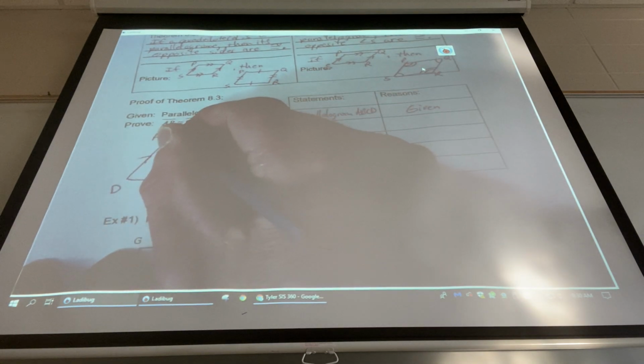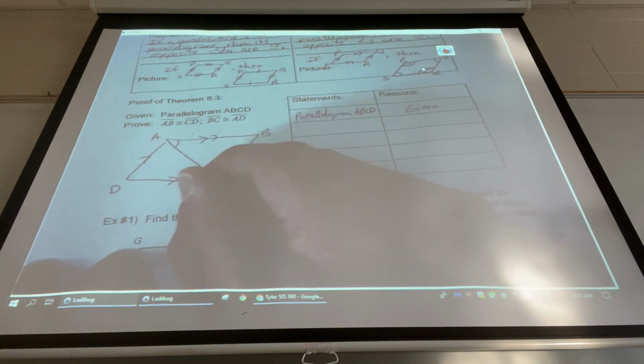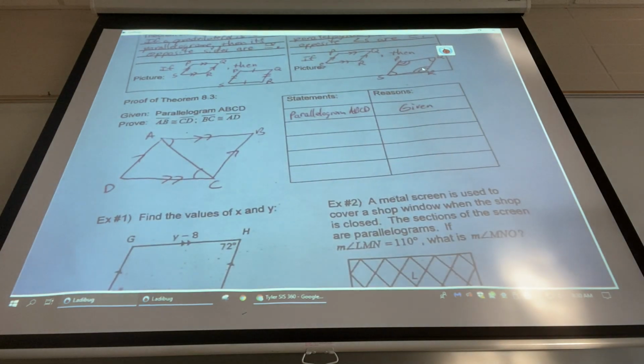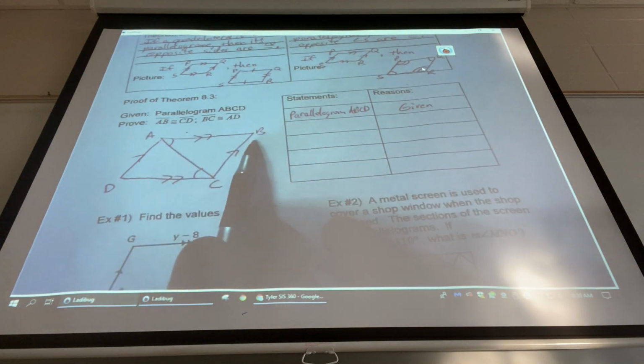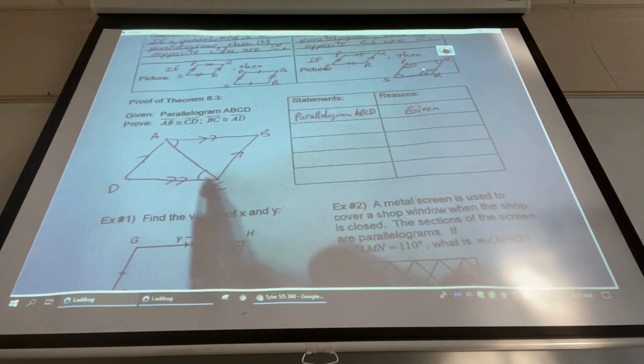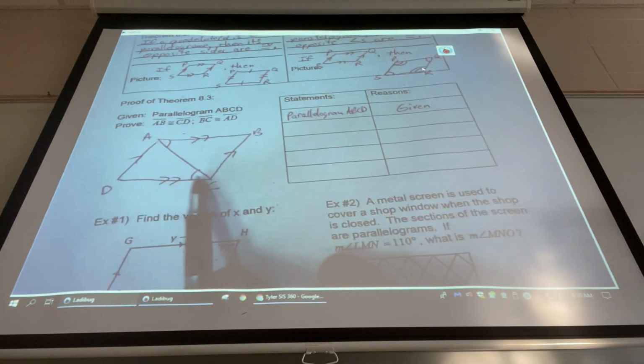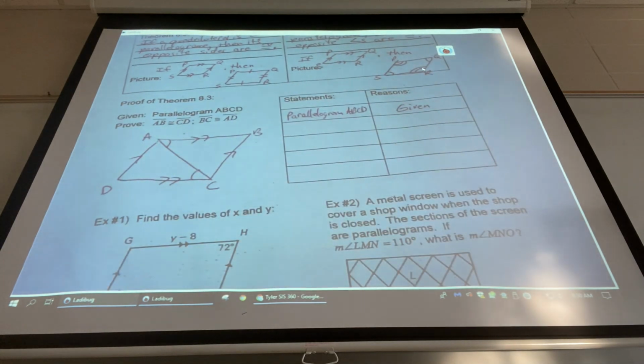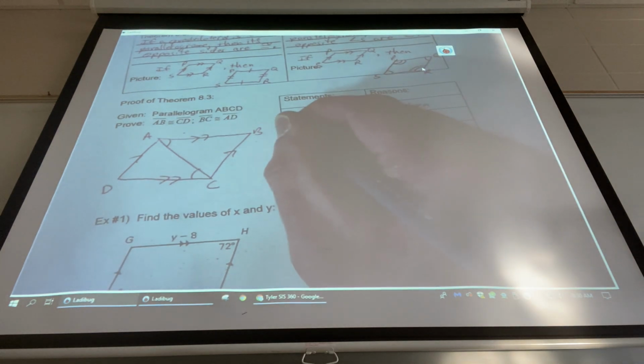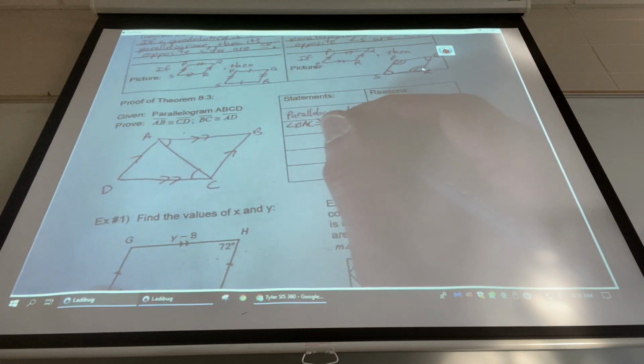Don't we know that this angle and this angle are congruent? Because parallel lines cut by a transversal, alternate interior angles are congruent. So we're going to know that angle BAC is congruent to angle DCA.